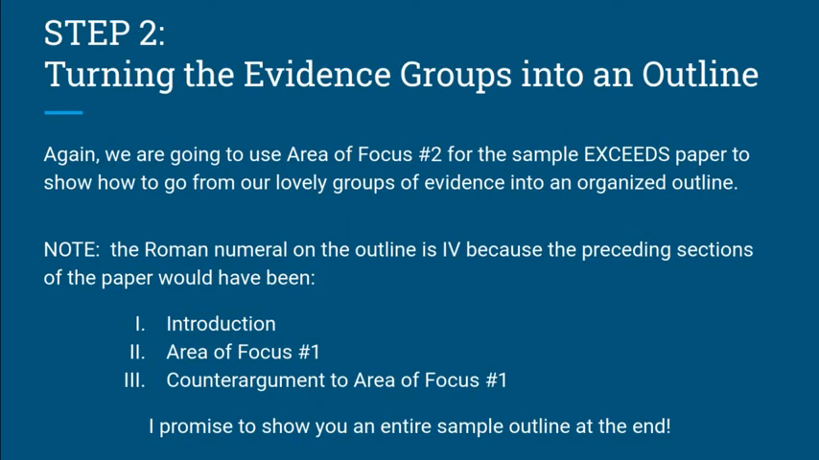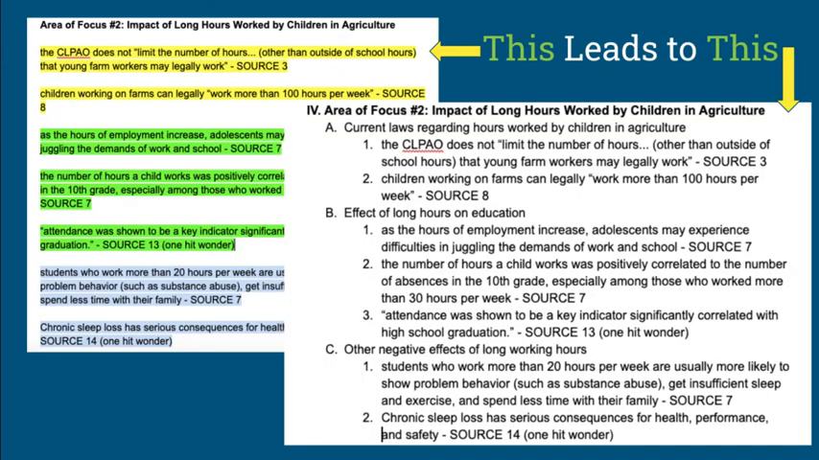Now, you're going to take your evidence groups and you're going to create an outline. We're going to use the sample from the area of focus number 2 from that exceeds paper to see what it would look like as one section of our outline. So the Roman numeral on the sample we're doing is 4 because the preceding sections of that paper would have been the introduction and then the first area of focus and counter argument. Okay, so that lovely group of evidence that we had, the yellow, the green, and the blue, is going to ultimately turn into something that looks like this.